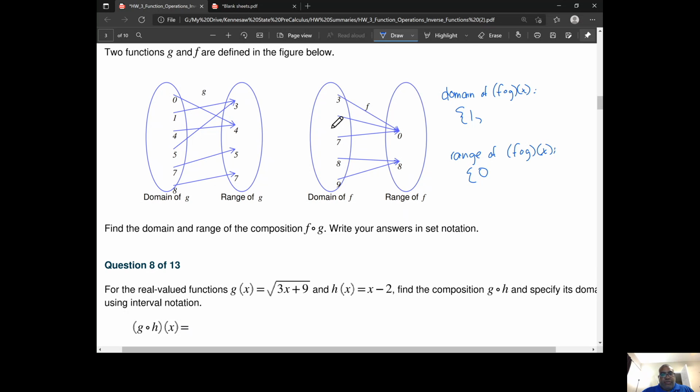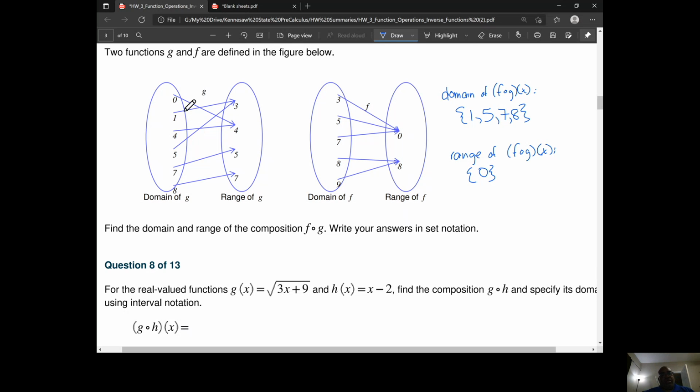4 goes to 4. There is no 4, so 4 is not there. 5 goes to 3. Then 3 goes to 0. So 5 is in the domain. 0 is in the range again. We already have that. Okay. 7 goes to 5. 5 goes to 0. So 7 is in the domain. We already have 0, so we leave that there. 8 goes to 7. 7 goes to 0. So 8 is in the domain. And 0 is the only thing in the range. And that is the domain and range of the composition of functions.